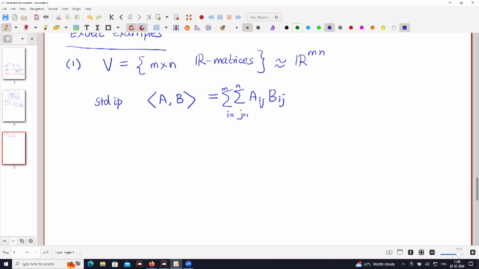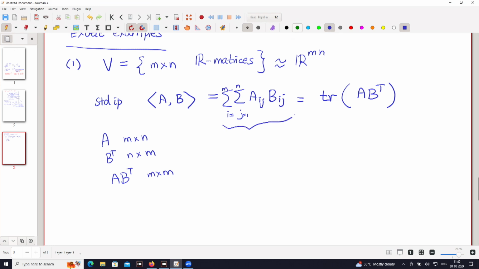Nothing new at this point, but here is an important way of thinking about this. I can rewrite this as the trace of A times B transpose. Imagine what A is: A is an m cross n matrix, B transpose becomes an n cross m matrix, and when I multiply the two of them, A times B transpose, the final answer is m cross m. And what are its elements? I want the trace, so I want to know the diagonal elements of A B transpose. Now observe that that is exactly the inner sum here.